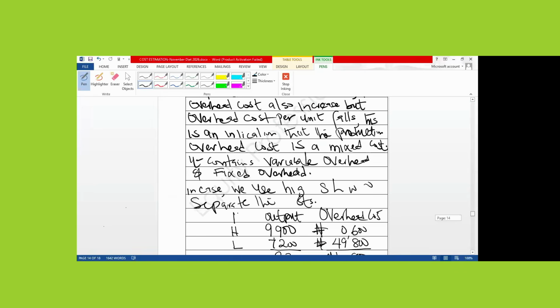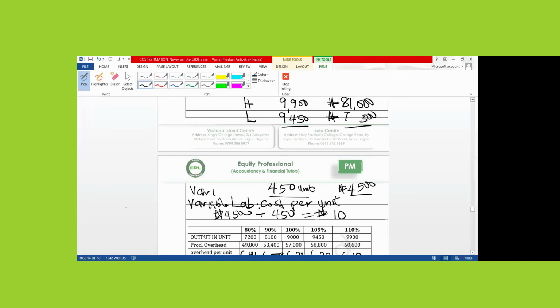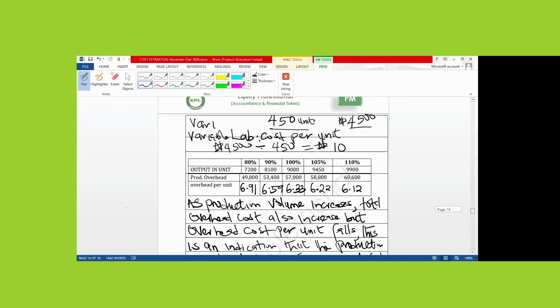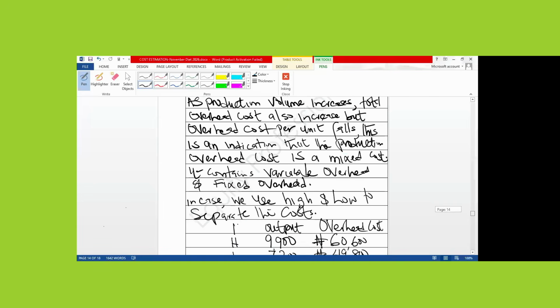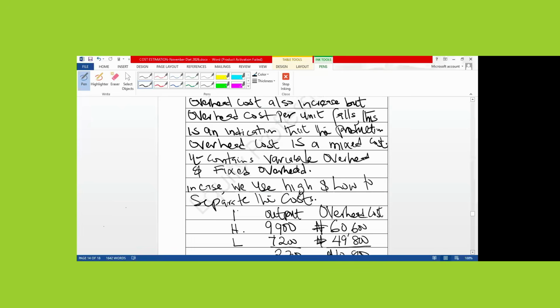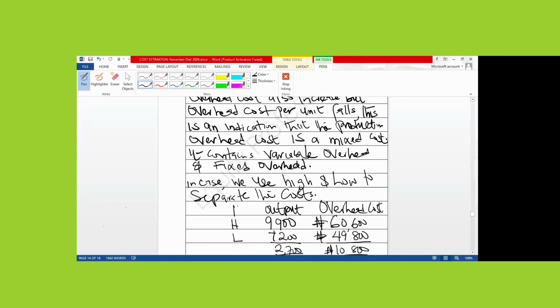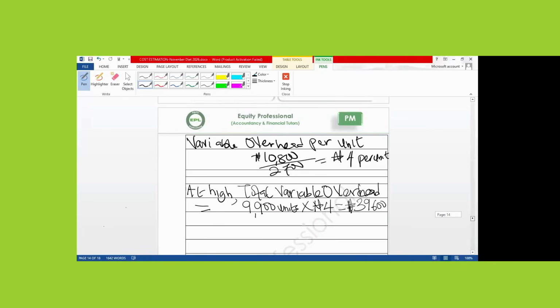Now look at it. At high level, total overhead cost is 60,600. This total overhead cost contains variable overhead and fixed overhead. We have calculated total variable overhead, 39,600, out of 60,600.